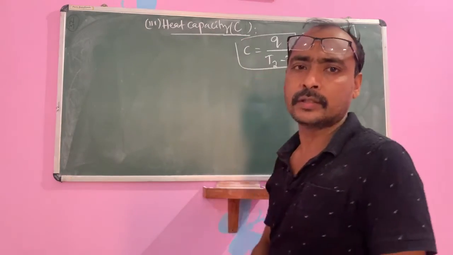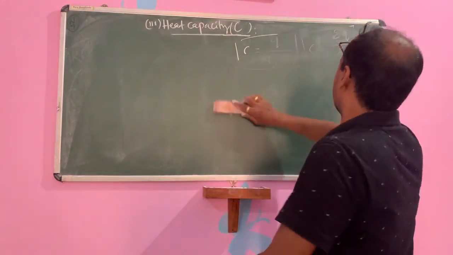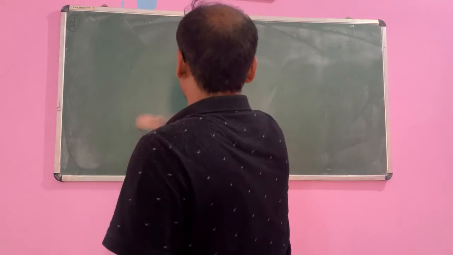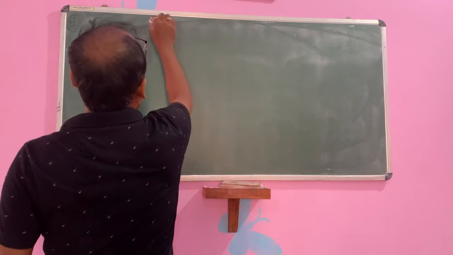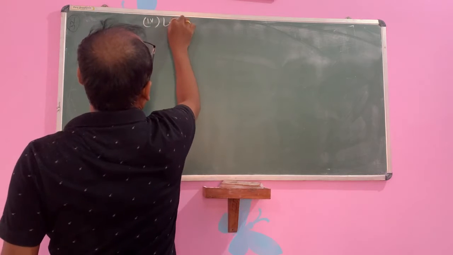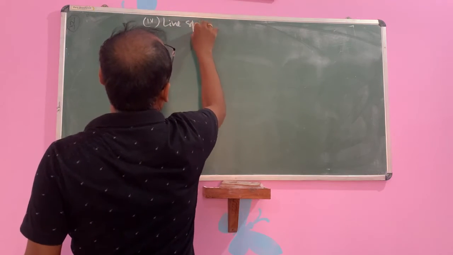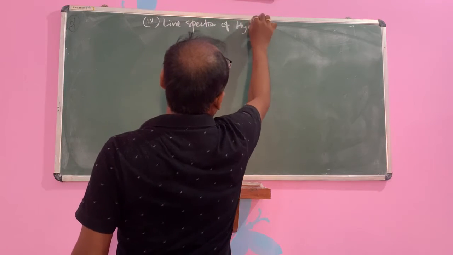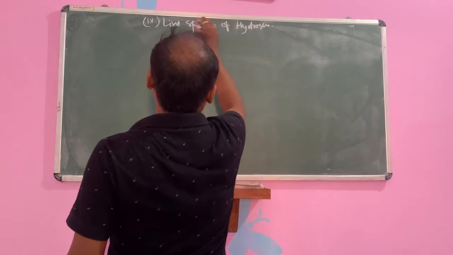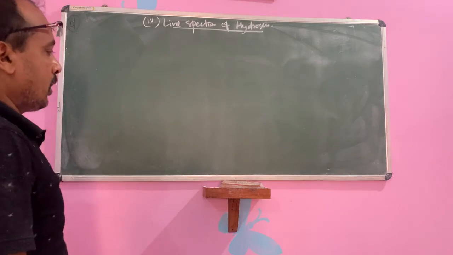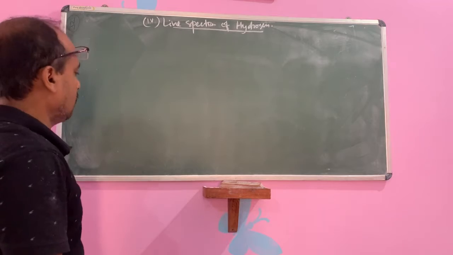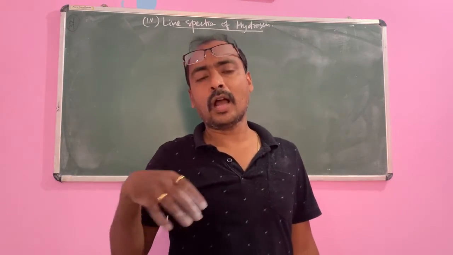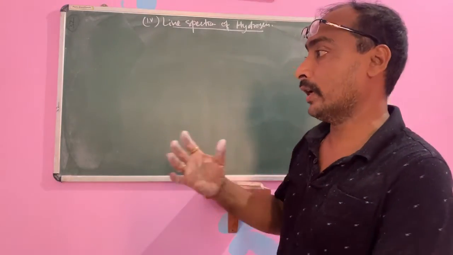Then the line spectra of hydrogen. This is the most important topic. Line spectra of hydrogen atom. Children, hydrogen has one electron. First, how do we get the hydrogen atom?